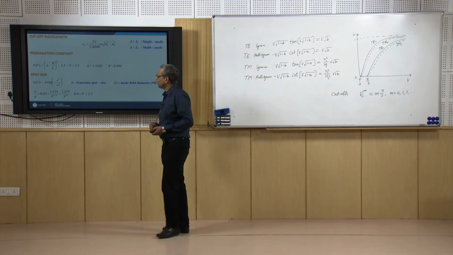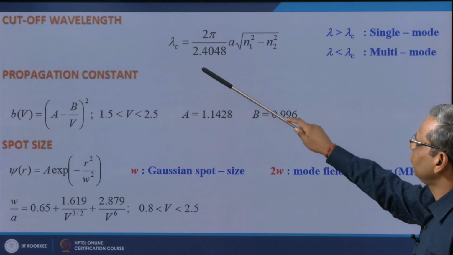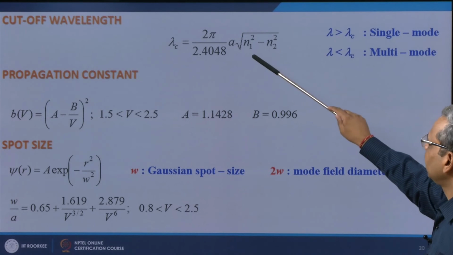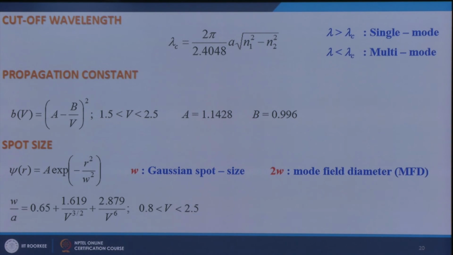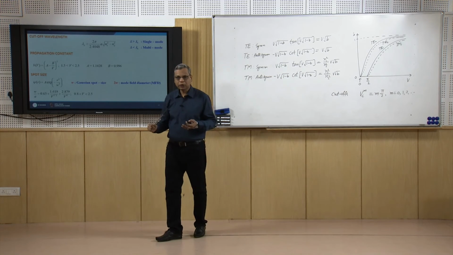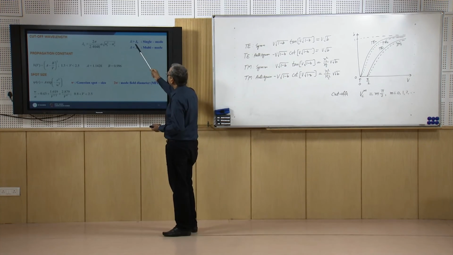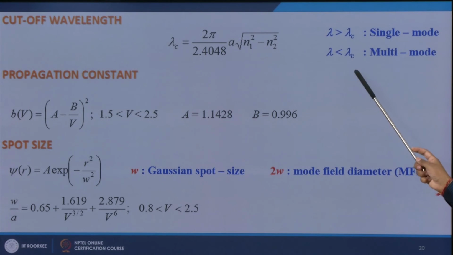In a single mode fiber we had defined three very important parameters. One is the cutoff wavelength, which is given by 2 pi over 2.4048 times a square root of n1 square minus n2 square. And what is the cutoff wavelength of the fiber? It is the wavelength corresponding to the cutoff of the LP11 mode. So, if lambda is greater than lambda c, then the fiber is single moded, and if lambda is smaller than lambda c, it is multimoded.